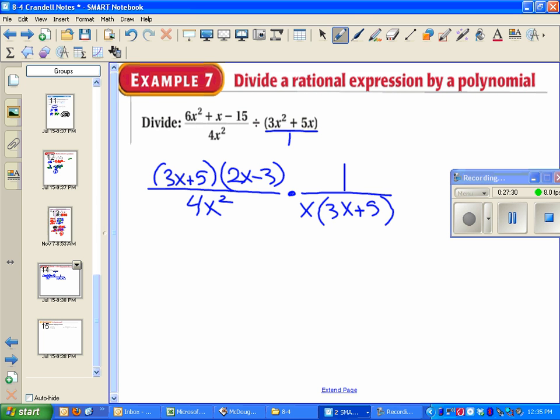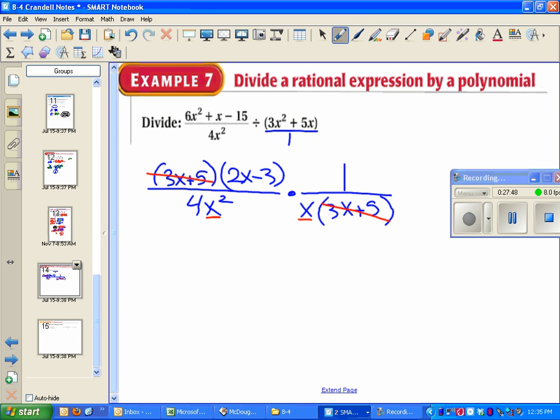All right, favorite part, search and destroy. So I can destroy 3x plus 5 and 3x plus 5. Can I destroy an x right there with an x right there? No, I can't. Why not? They're both on the bottom. Good job. All right, so I can't destroy anything else.